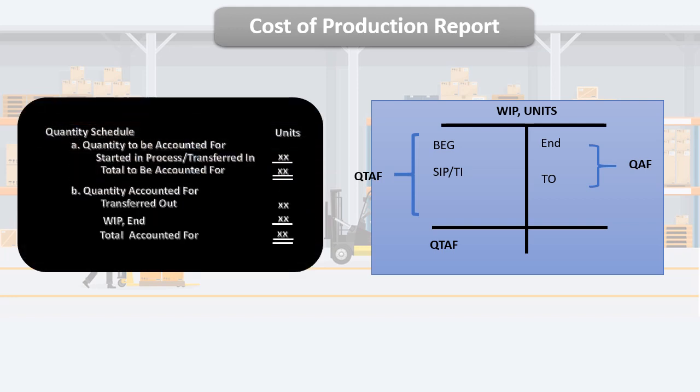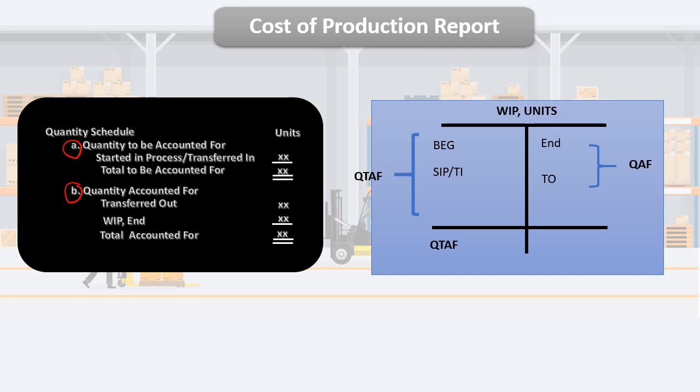So, meron tayong quantity schedule and we have two major portions, which is yung letter A ng quantity to be accounted for, which is sabi ko nga kanina yung left side ng ating T account. Then we also have the quantity accounted for. Ito naman yung magiging right side ng ating T account.